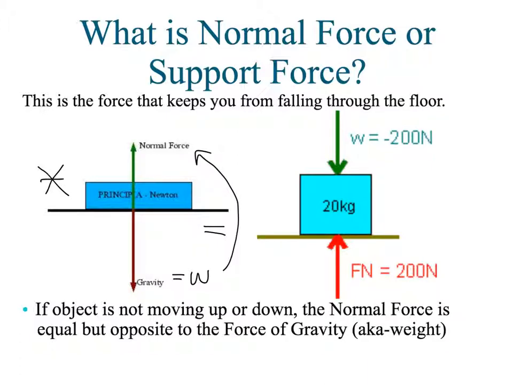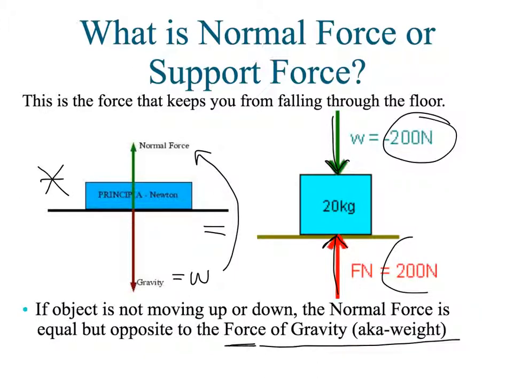If we want to be a little more specific, the weight of this object, 20 kilograms, is about 200 newtons for the weight, and that's pushing down, we see. But that means then that the normal or support force pushing back up is equal to 200 newtons, just in the opposite direction. If an object is not moving up or down, we often can assume then that the force of gravity or the weight of an object is going to be equal to the normal force. So that's an assumption that we can make.